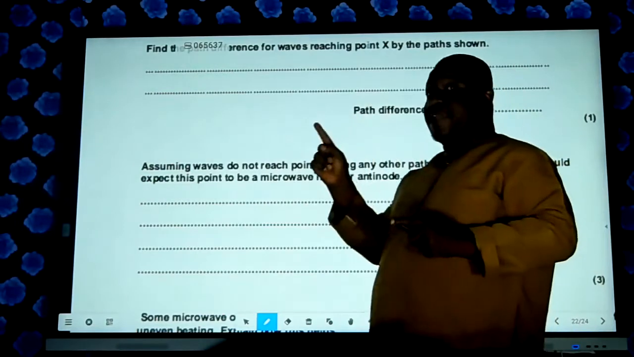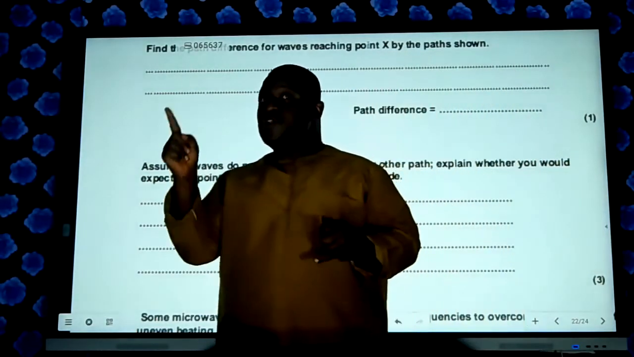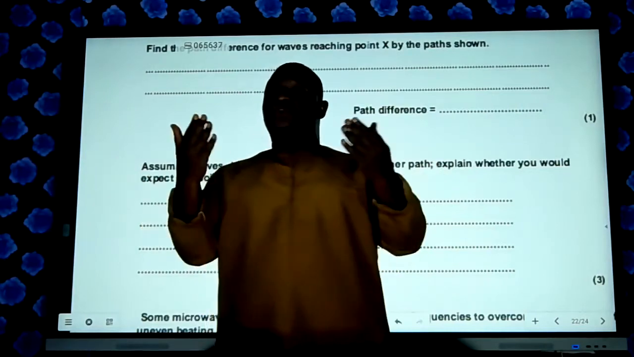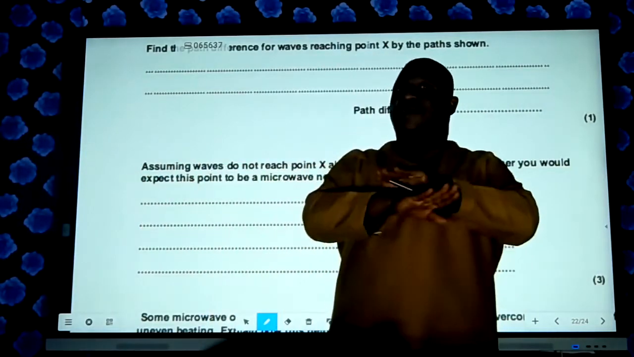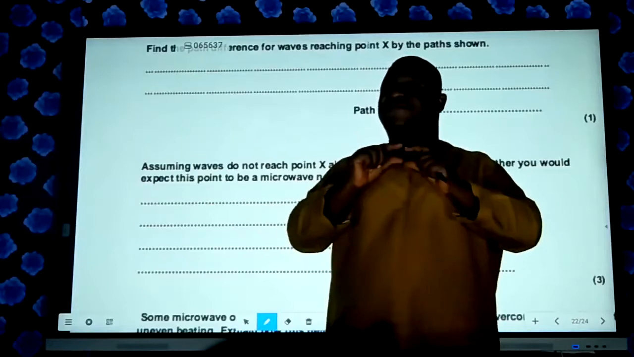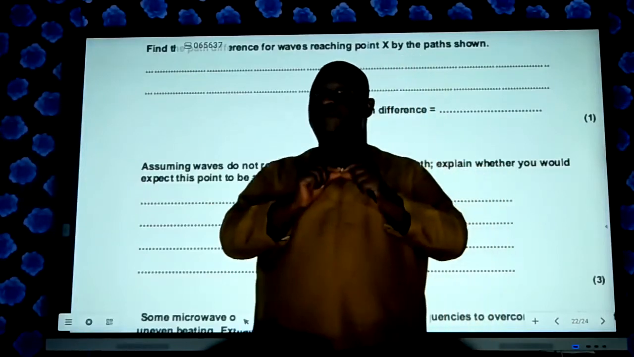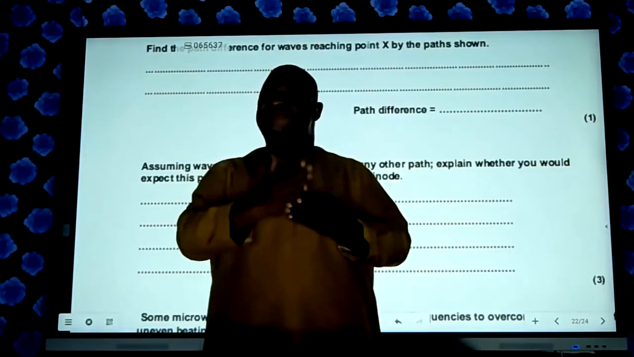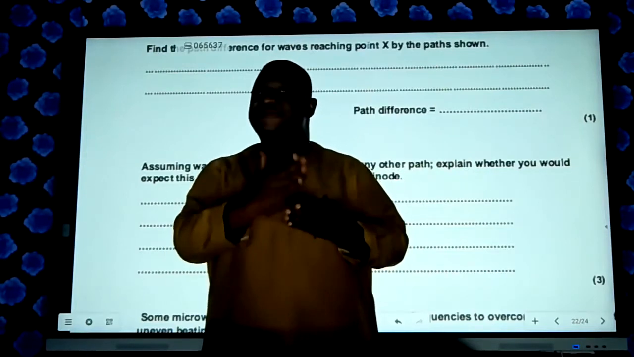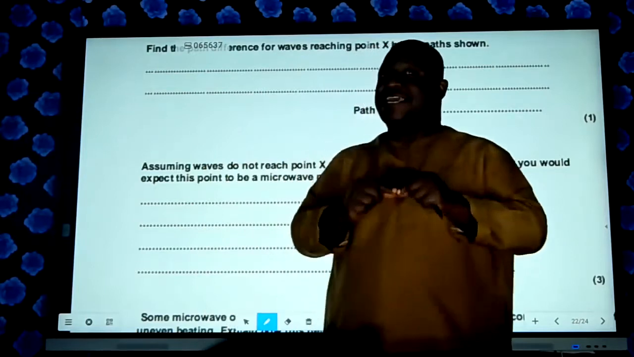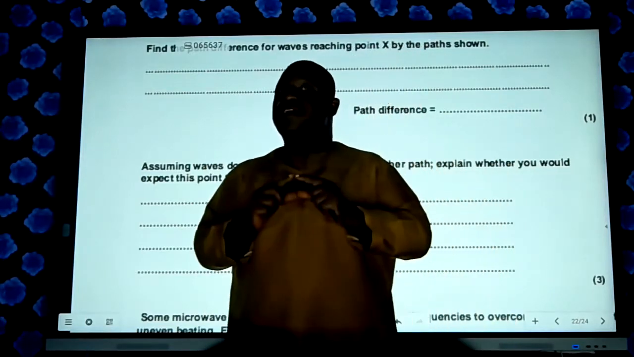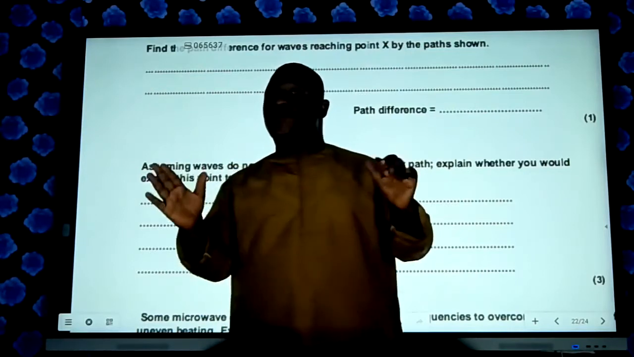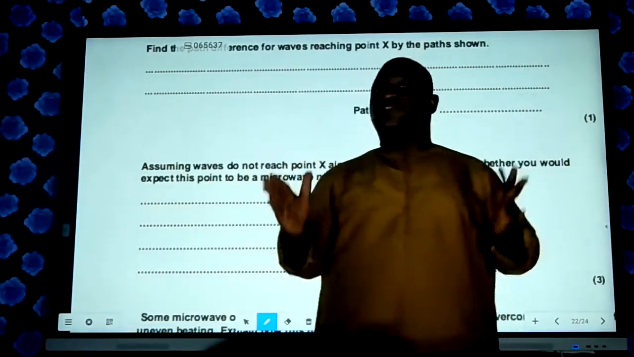We all know, from the videos that you have watched on the website, that at antinode there will be total reinforcement. That means phase difference is 0, so they are totally in phase. They meet completely in phase at that point. If it is a node, they meet totally out of phase.